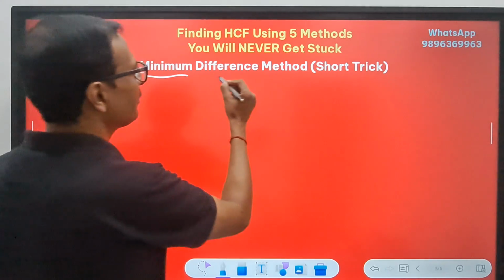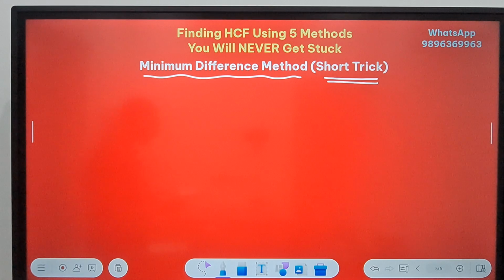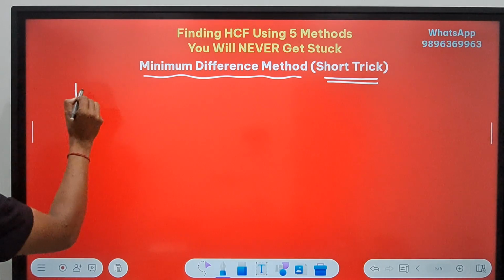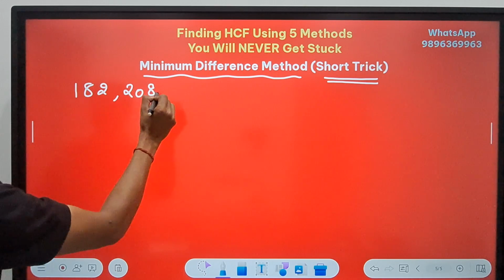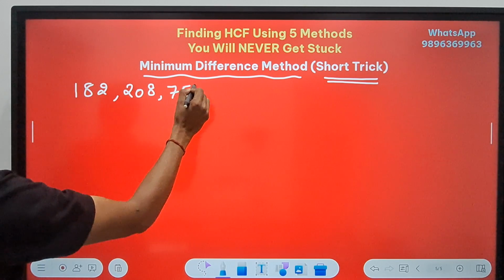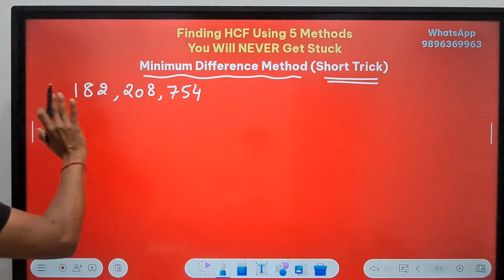This is called the minimum difference method and it is the shortest trick for finding the HCF of large numbers. So let's take the first example where I am taking 182, 208 and 754. Now I want to find the HCF of these numbers. So friends, what do we do here?